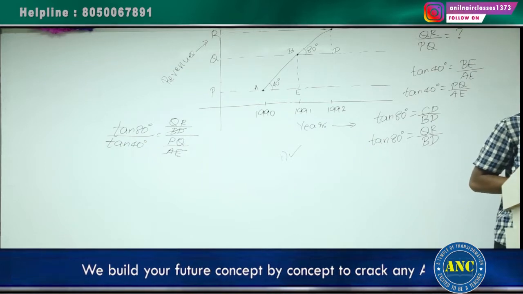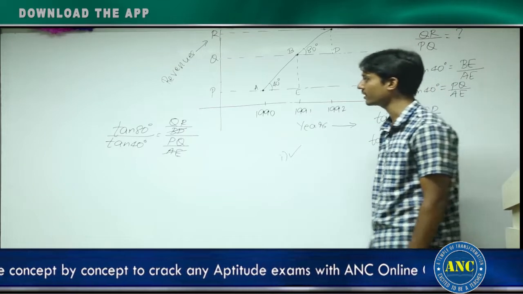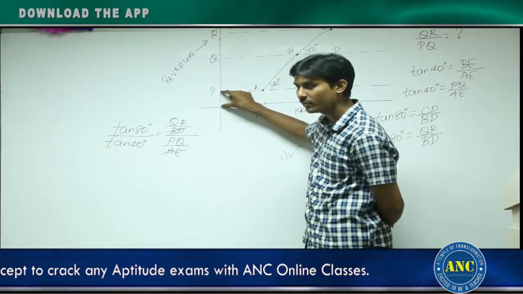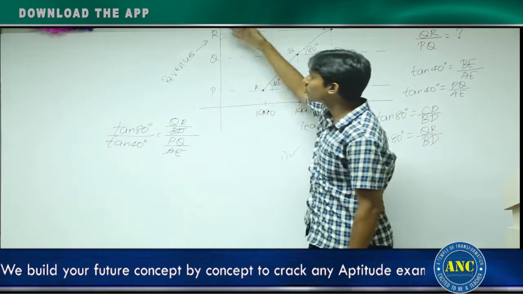The scale of the y-axis is 1 centimeter equal to 100 rupees. This is 1 centimeter or this is 1 centimeter. Any idea is there for you? No. This need not be the same.